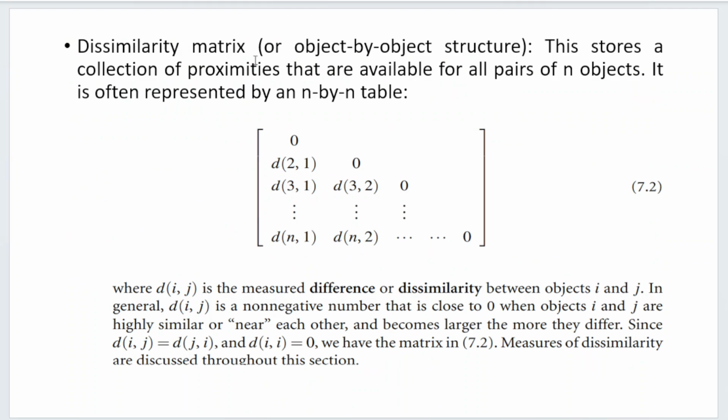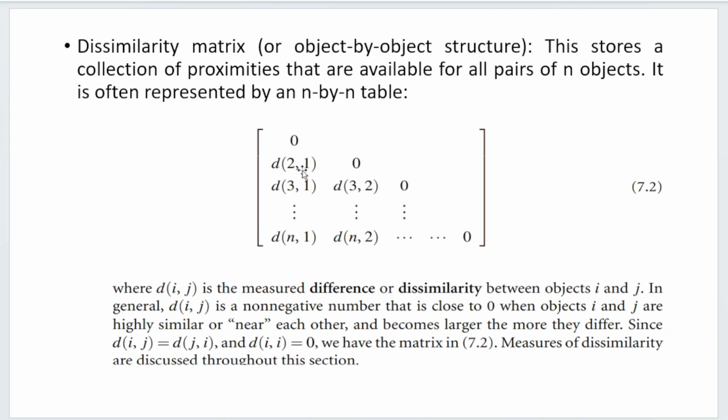Next, how to calculate the dissimilarity matrix for the object by object structure. This will store the collection of proximities. Proximities are nothing but the distance between two variables or two objects, available for all pairs of n objects. We represent this in the form of an n by n table. In this matrix, all the diagonal elements are shown as 0, because the row and column are the same. Wherever the row and column are the same, we show 0 in the dissimilarity matrix.